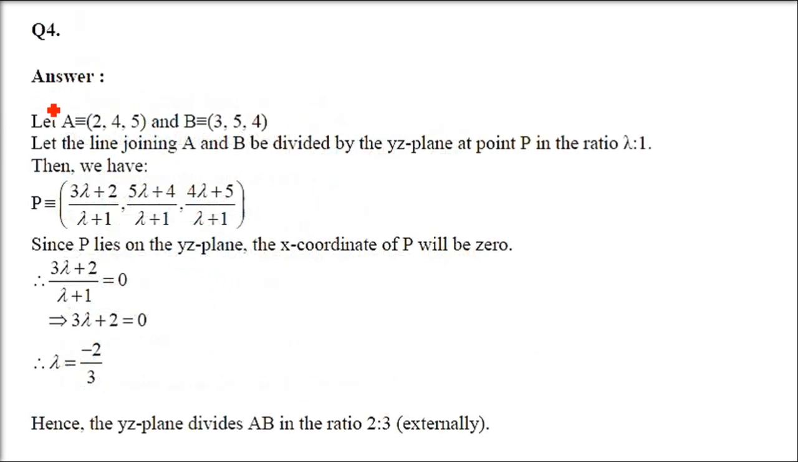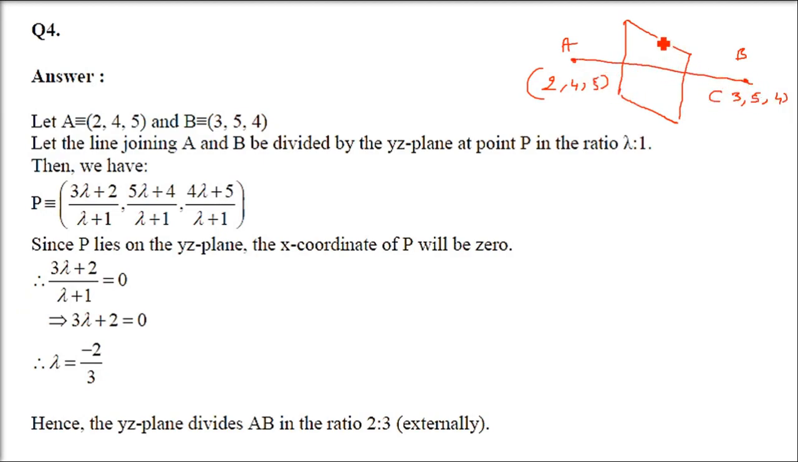Question number 4. Find the ratio in which the line joining 2, 4, 5 and 3, 5, 4 is divided by the YZ plane. Remember, on the YZ plane, x is 0. In the ZX plane, y is 0. In the XY plane, z is 0. So we have A and B points, we have a plane in between, and let me join these lines, and this line will intersect this plane somewhere, and that intersection point we are interested in. And one more thing, is this YZ plane internal or external?